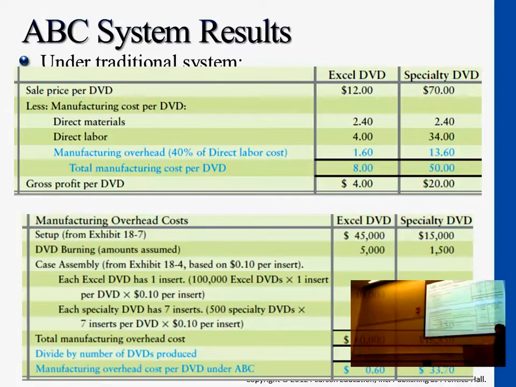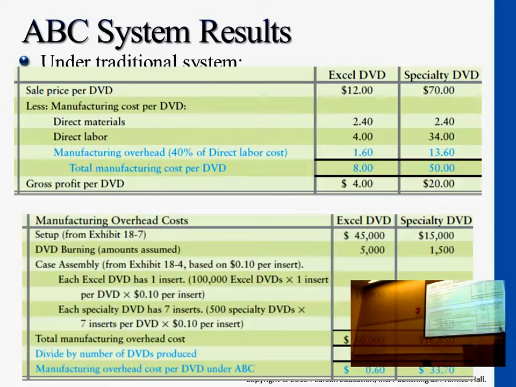This amount, right? 0.05 cents per DVD. We're just using all these amounts and dividing by 100,000 here. Okay, because now we want to compare the unit costs between these two different products. Now the case assembly costs $10,000, and then you divide it by 100,000, this will give us 10 cents, right? Okay, so this is the setup cost, this is the burning cost, this is case assembly.